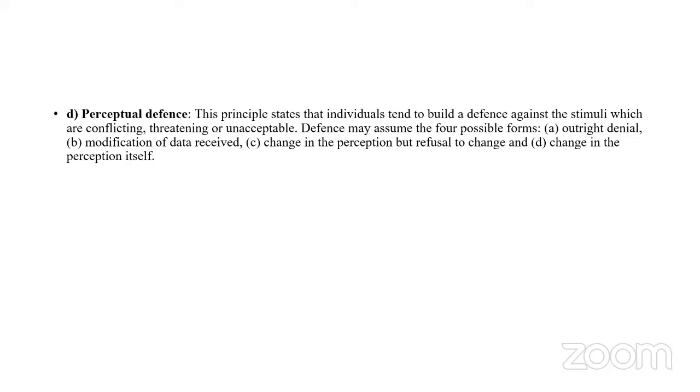The next one is perceptual defense. What does this principle say? This principle says that people tend to build a defense against stimuli which are conflicting, threatening, and unacceptable. So whichever stimulus is not acceptable to us, we deny it. We say no, that is wrong, it is not possible, or we try to modify that data, or bring about a change in the perception. So whatever we strongly believe in, if there is some stimulus which tells us that this is not true, then we try to deny it.